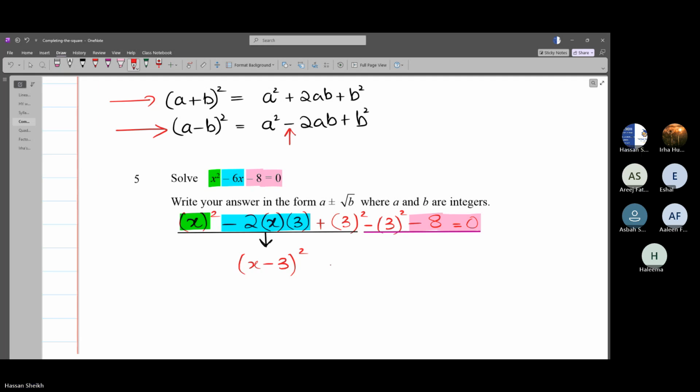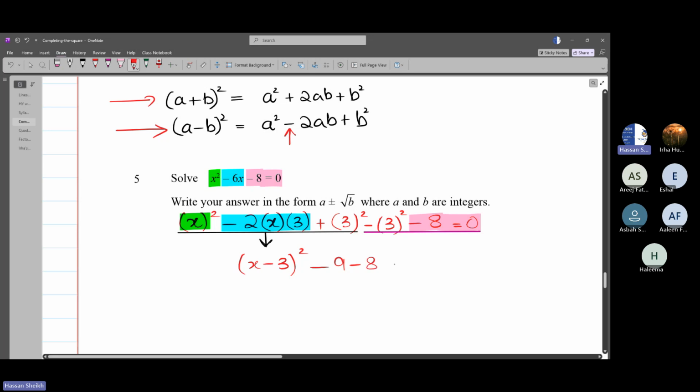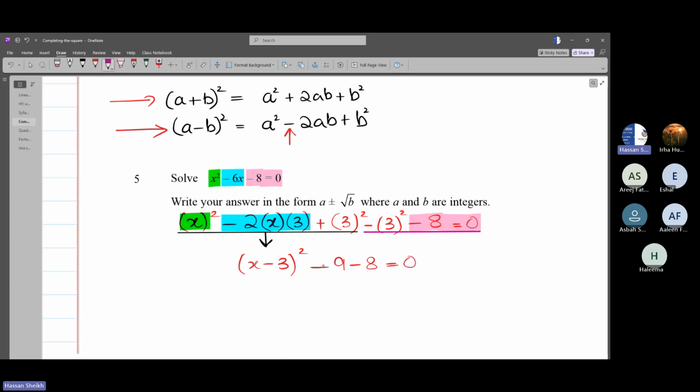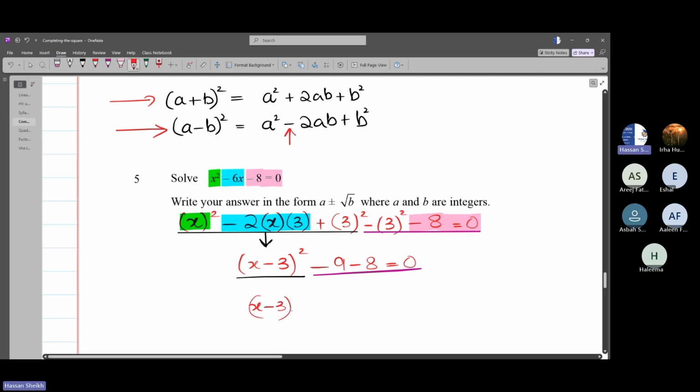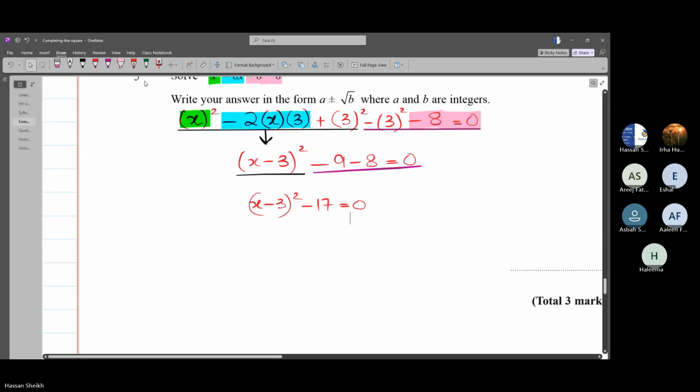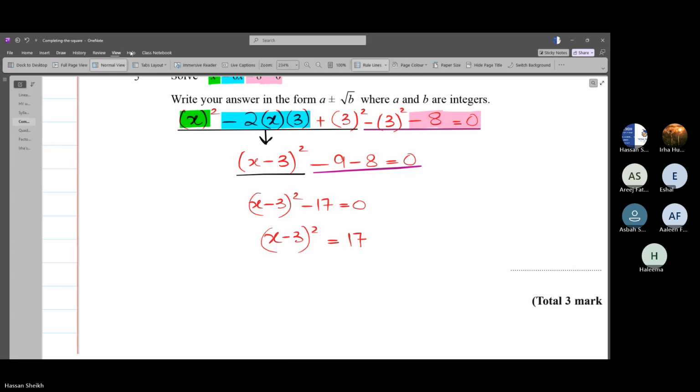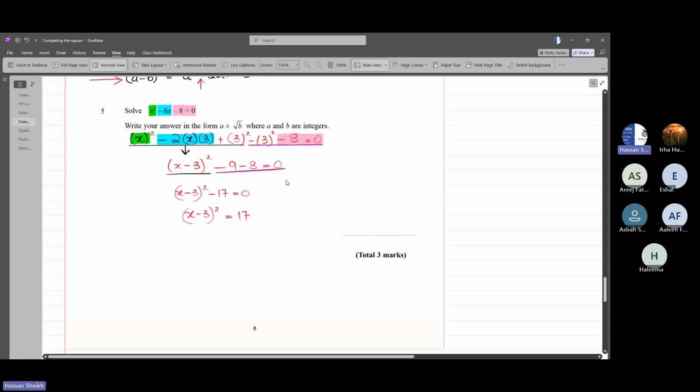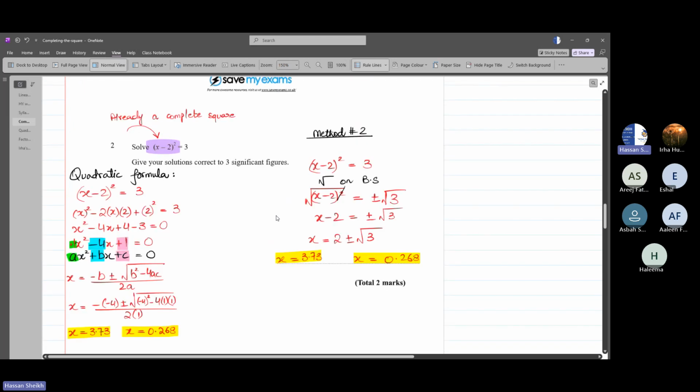And then what is the purple underlined thing? Minus 9 minus 8 equals to 0. Agree? Yes. Then x minus 3 whole square minus 17 equals to 0. Then x minus 3 whole square equals to 17. Agree?